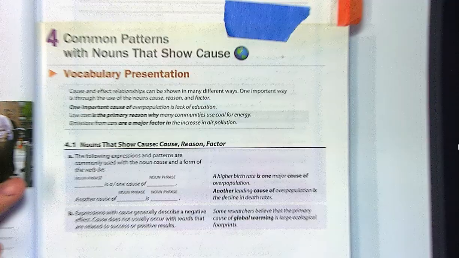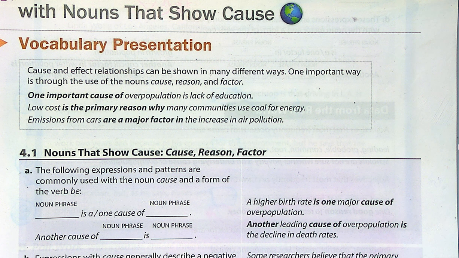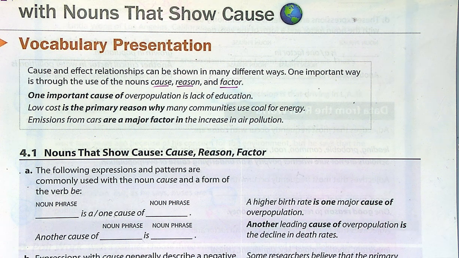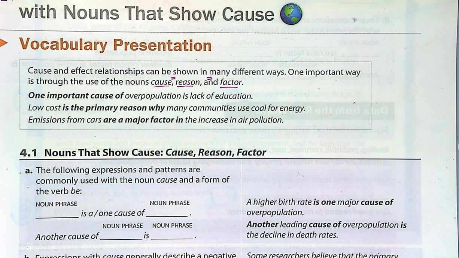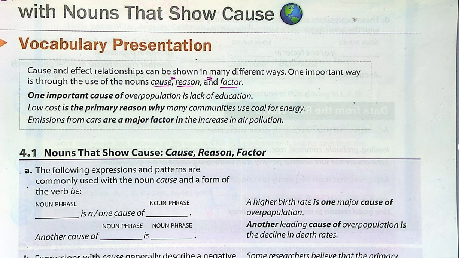If we take a look at the vocabulary presentation, it says cause and effect relationships can be shown in many different ways. One important way is through the use of the nouns cause, reason, and factor. These are all synonyms, so you can put an equal sign here. They all discuss the cause of something, and then we can talk about effects. So they are one possible way to present a cause and effect relationship.